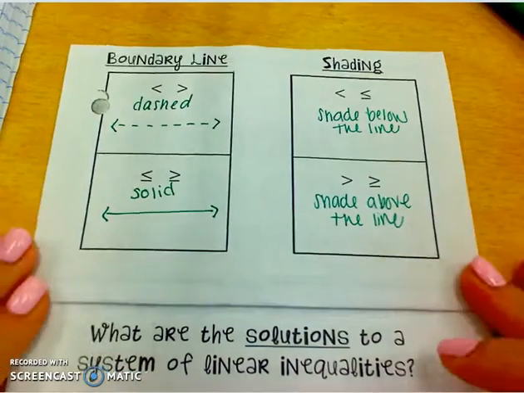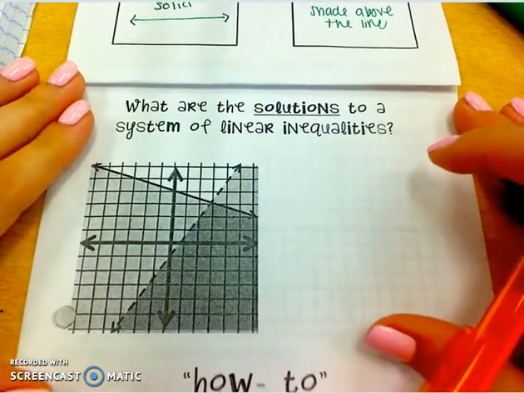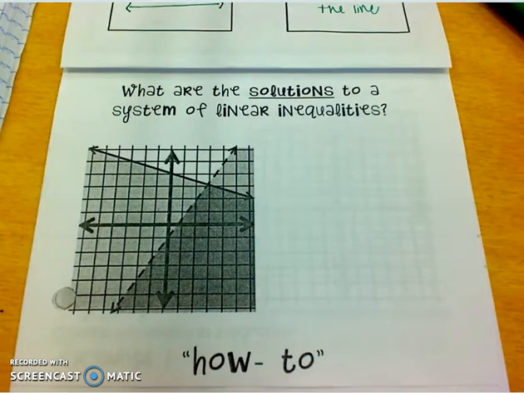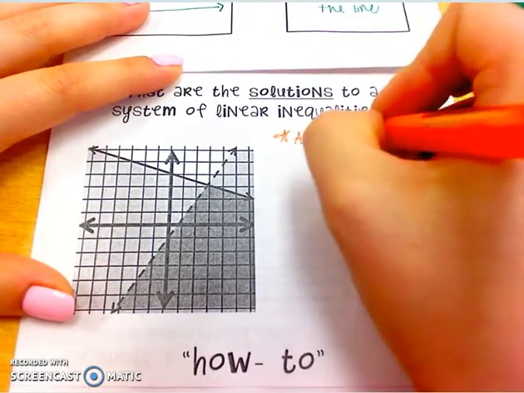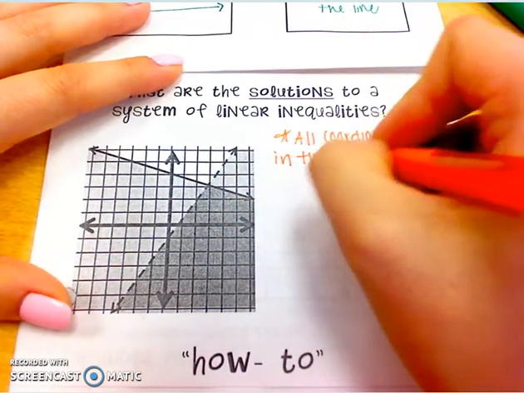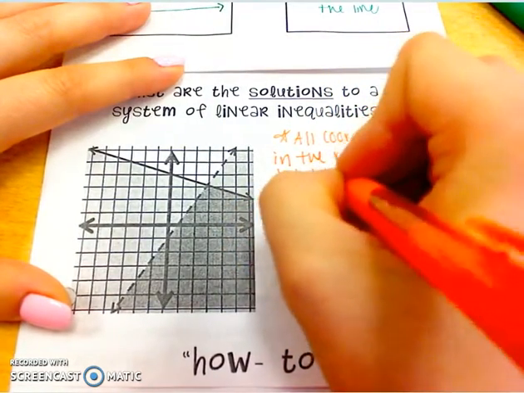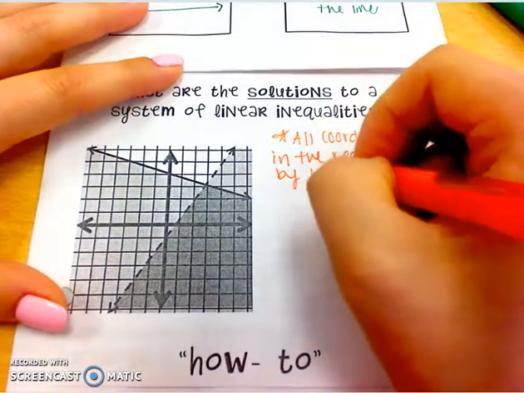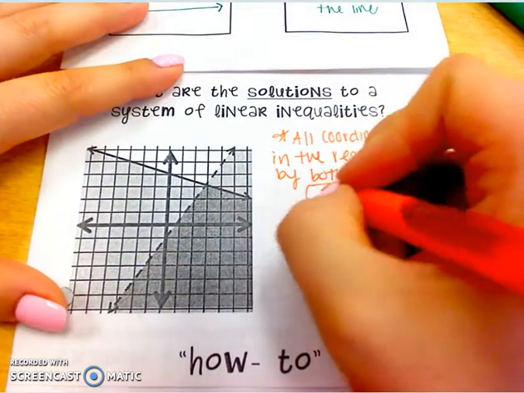Good, so let's see. What are solutions to a system of linear inequalities? Well, there's not just one point where these things are going to quote unquote intersect, okay? It's where the shading overlaps. So all coordinates in the region shaded by both inequalities. So that's where they overlap.